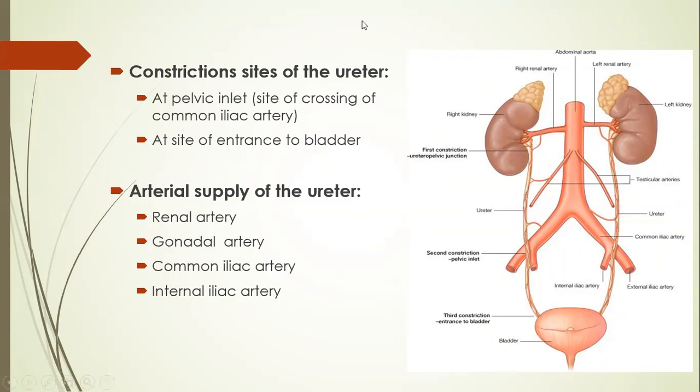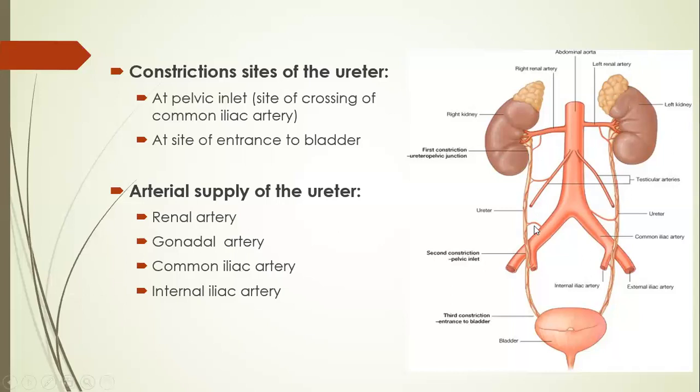Okay. Now coming to the arterial supply of the ureter. Because the ureter is a very long structure, it cannot be supplied by one artery. So it is supplied by multiple arteries. As you can see here, in the upper part, the renal artery is giving branches to the ureter. In the middle part, it is the gonadal arteries, the testicular arteries in males and the ovarian arteries in females, which will be giving branches to the ureter.